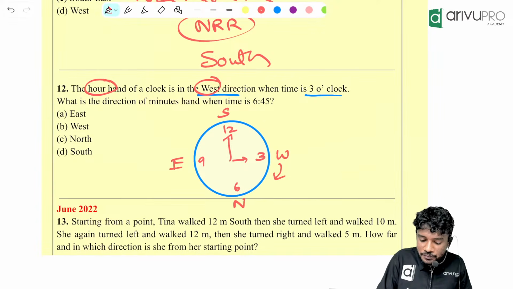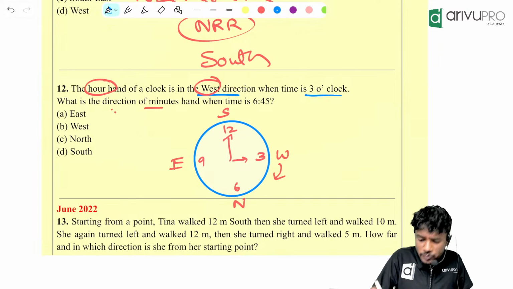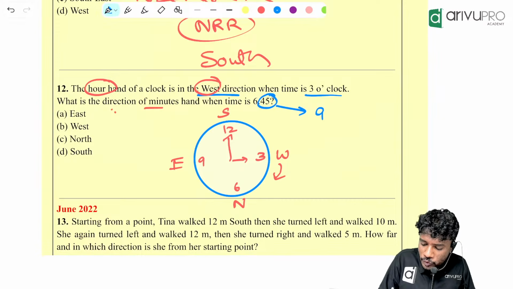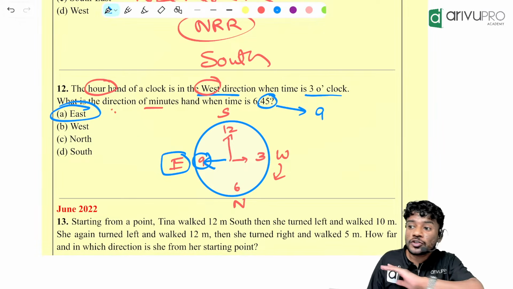Then the question is, which direction is the minute hand when the time is 6:45? Minute hand means this 45 should be considered. 45 means 9. So the hand should be looking towards 9. 9 is in which direction? The east direction. No need to draw everything.